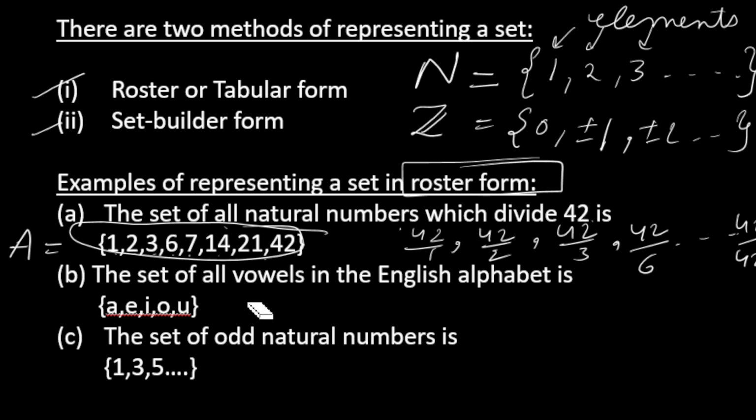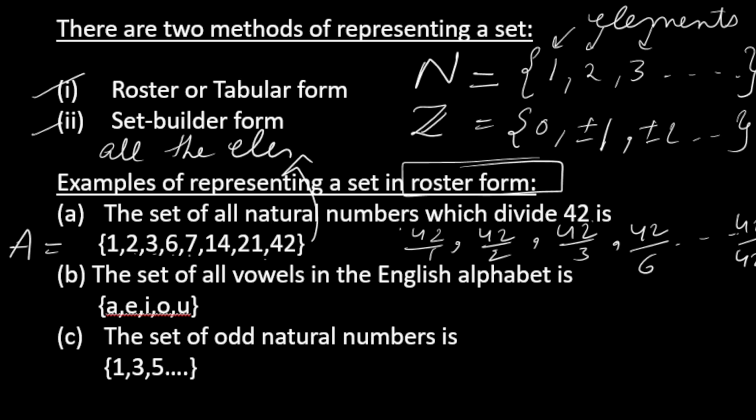So that's why I have written these numbers, and because I am representing a set, I have written these elements inside the curly braces. So basically what you have to understand here, when we are representing the set in roster form, all the elements we have to write. So you can see all the elements I have mentioned here.